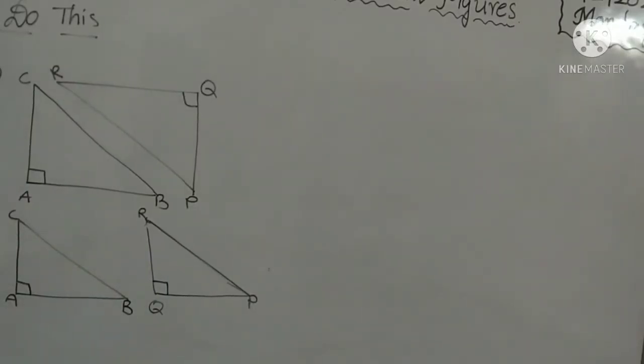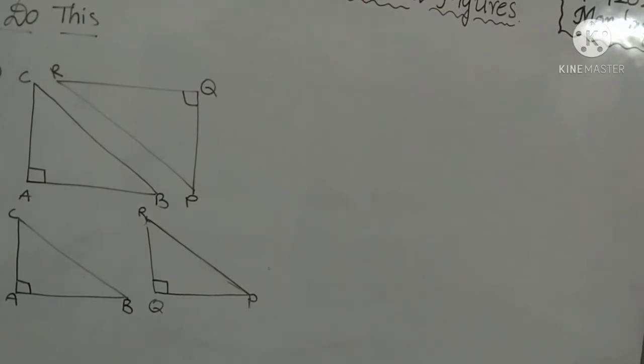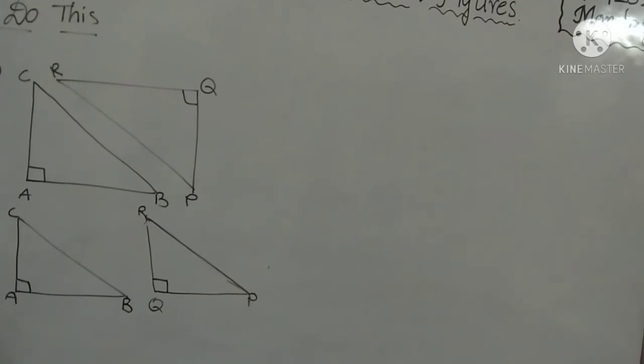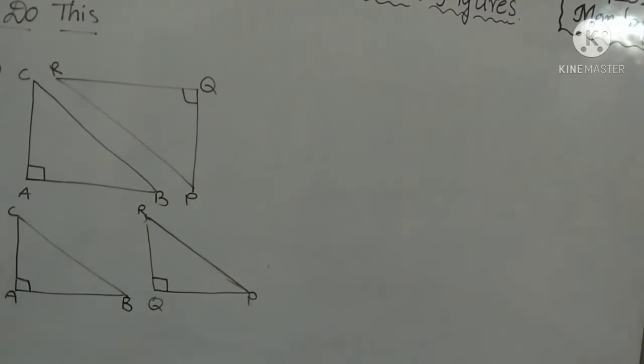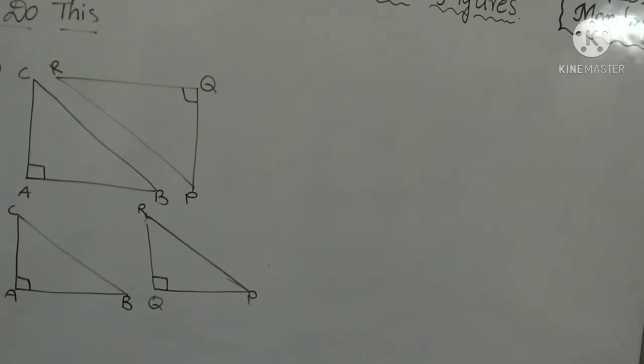Dear students, observe page number 185. Do This. Look at the textbook, children, page number 185. Do This, the first one. Look at the following pairs of figures and find whether they are congruent. Give reasons and name them.